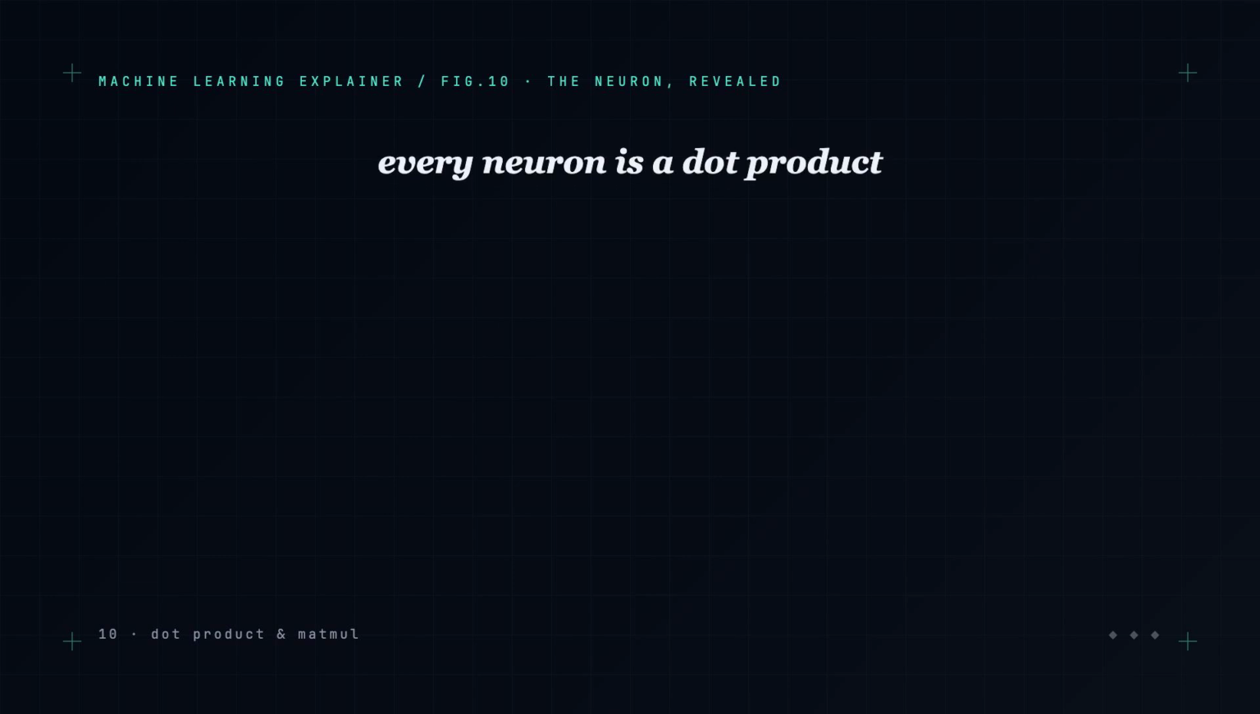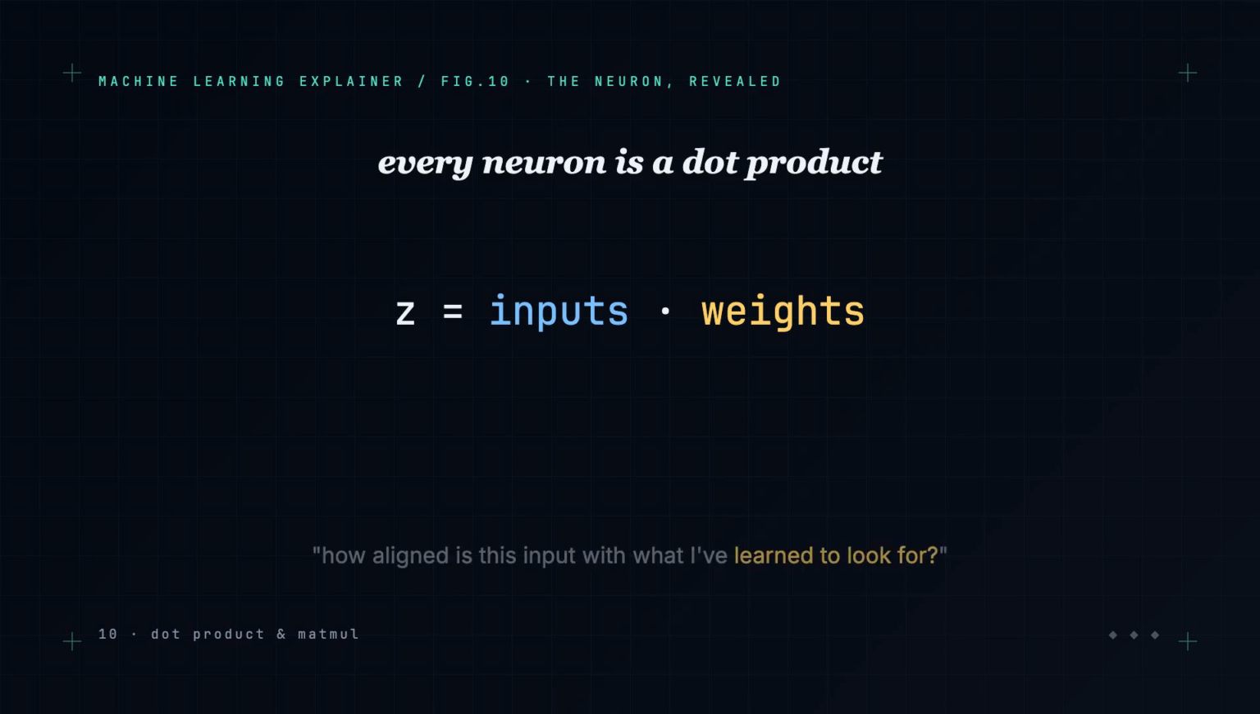Now a payoff. Remember the neuron from episode 1? Multiply each input by its weight and add them up. That is exactly a dot product, the input vector dotted with the weight vector. Every neuron is asking one question: how aligned is this input with what I've learned to look for? The entire network is dot products all the way down.